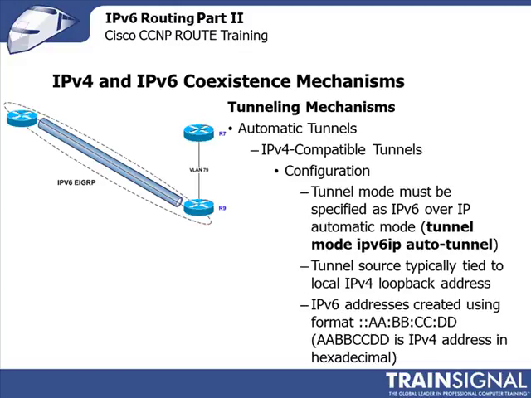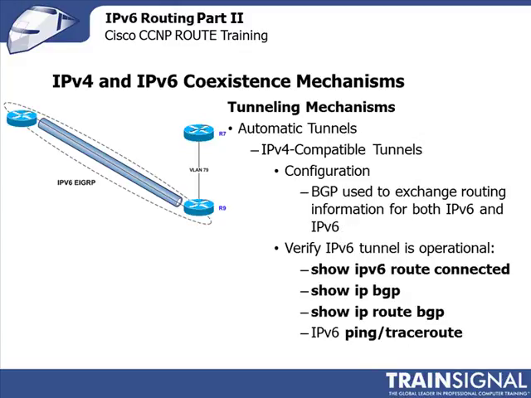Configuration of the IP version 4 compatible tunnels. First, the tunnel mode has to be specified as IPv6 over IP, auto mode: tunnel mode ipv6ip auto-tunnel. And this is the compatible address format for the encapsulation. The tunnel source is typically tied to a local IP version 4 loopback address. And then the IPv6 address is created using, obviously, the leading zeros, and then the IP version 4 address embedded, pointing to the other side.